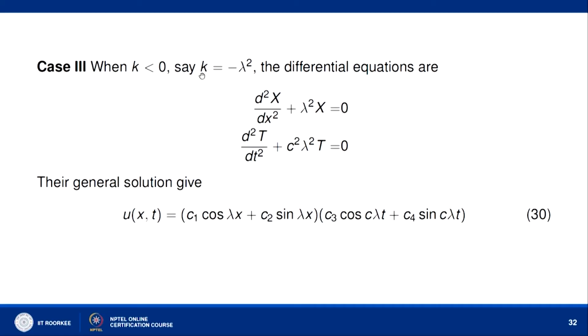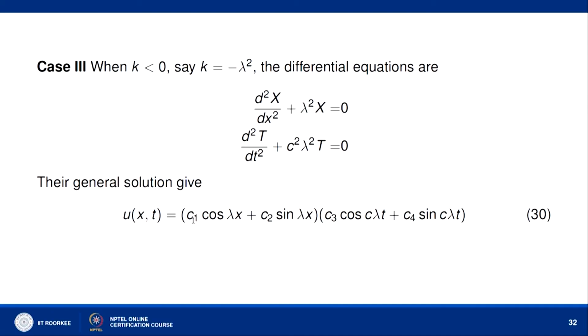So in this case let us assume that k is equal to minus lambda square, and the corresponding differential equation is d2X/dx2 plus lambda square X equal to 0 and d2T/dt2 plus c square lambda square T equal to 0. So here the general solution is c1 cos lambda x plus c2 sin lambda x, and corresponding to this we have c3 cos c lambda t plus c4 sin c lambda t.